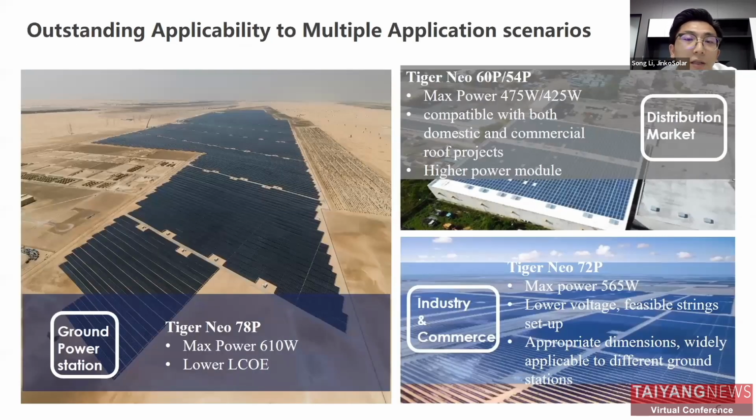And then these N-type modules suit multiple application scenarios. This Tiger Neo 78 is used in ground power stations, and the 72 is for utility and commercial and industrial ones. And the 60 and 54 are for the distribution market.